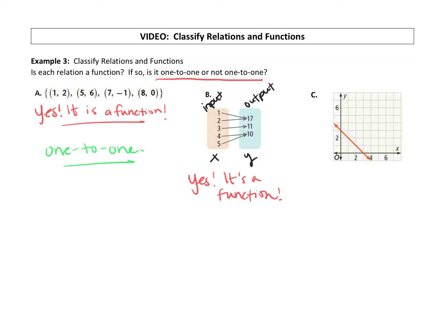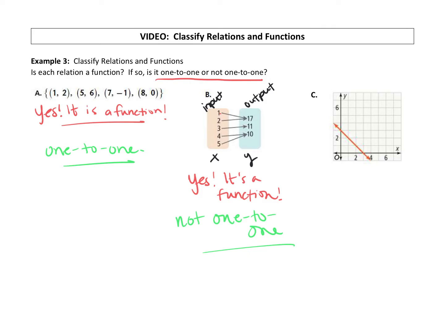Is it one-to-one? So does one input map to one output? And those outputs are not shared by anything else. Do you notice how 17 is the output for both a 1 and a 2? That shared output means this is not a one-to-one function. So what you could look for are the output values. If you have the same output value paired with different inputs, it's not one-to-one.